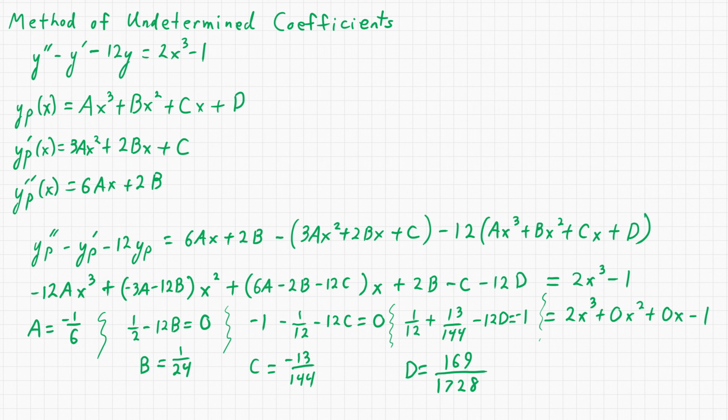So if you go through and do all the math and all the lovely fractions, the y particular solution that solves the right-hand side of the differential equation is negative x cubed over 6, from the A, plus x squared over 24, minus 13x over 144, plus 169 over 1,728. And so there you have it. This is solving for the undetermined coefficients. If you plug this into the differential equation and add everything together, you will end up simplifying the left-hand side to 2x cubed minus 1.